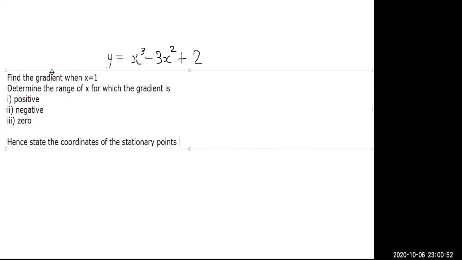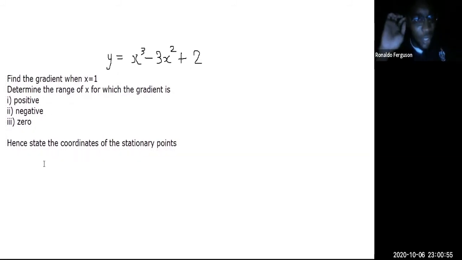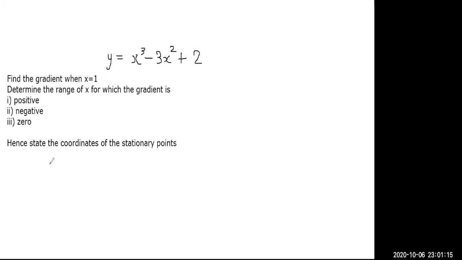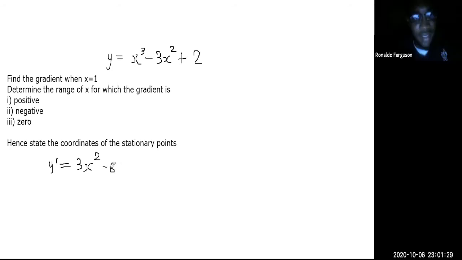So it says, find the gradient when x equal 1, then determine the range of x for which the gradient is positive, when it is negative, when it is 0, then hence state the coordinates of the stationary points. All right, so for the first part, to find the gradient when x equal 1, we need to differentiate this, right? So tell me what we get. So y prime equals 3x squared minus 6x. So we're going to find the gradient when x equal 1 now. When x equal to 1, you substitute the values of x with 1. Very good.